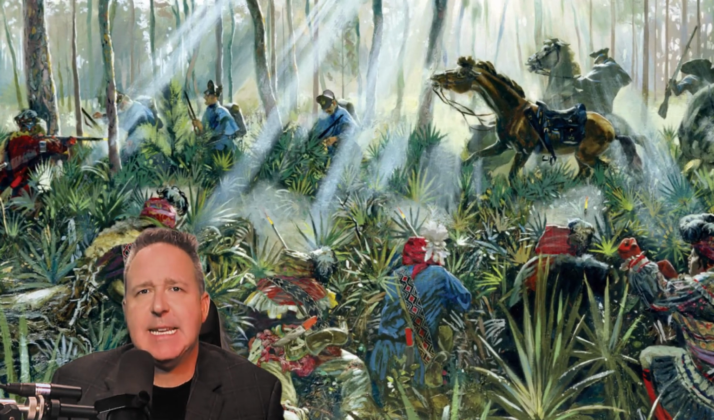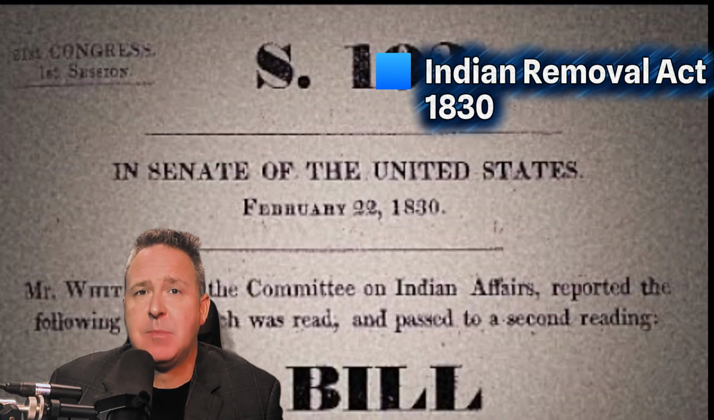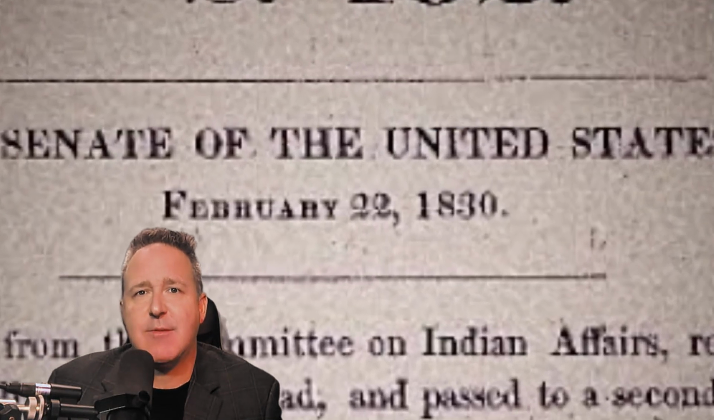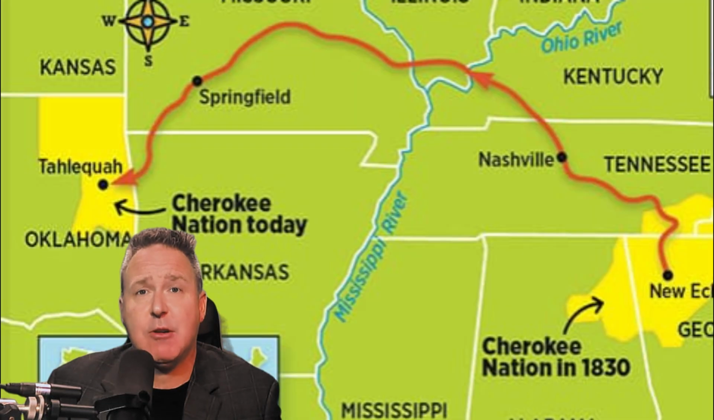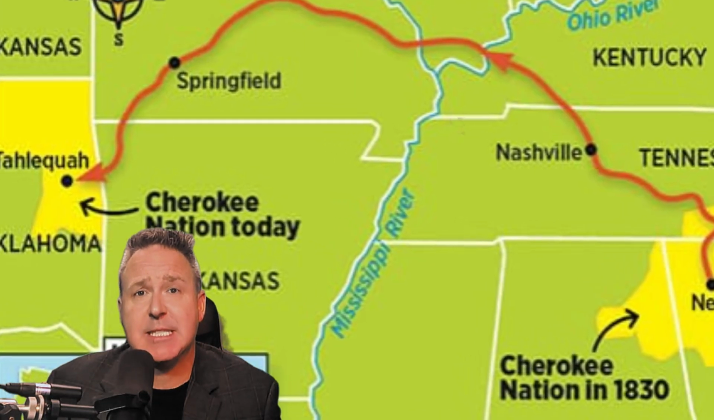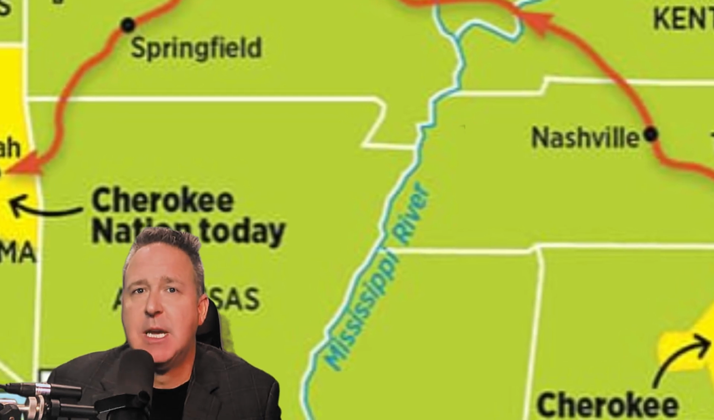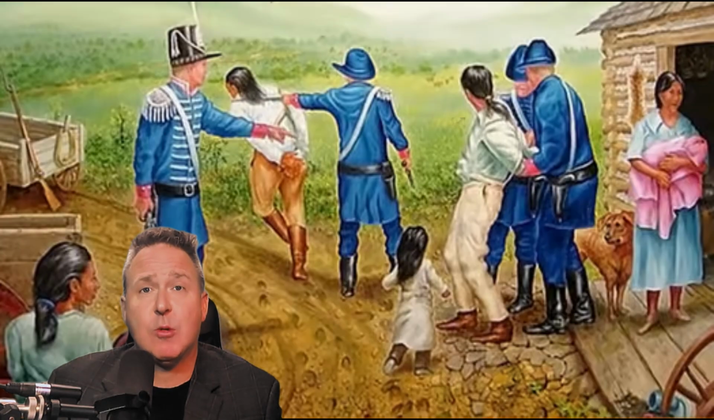Well, first, the Indian Removal Act of 1830. This law authorized the U.S. government to move indigenous tribes from their homelands to lands west of the Mississippi River. In simple terms, many indigenous communities were forced off their land so American settlers could move in.